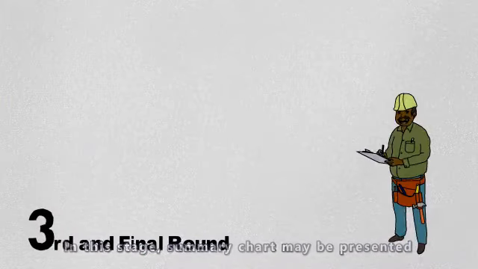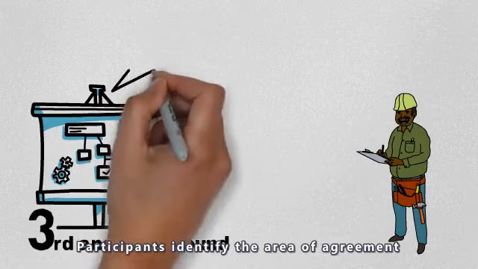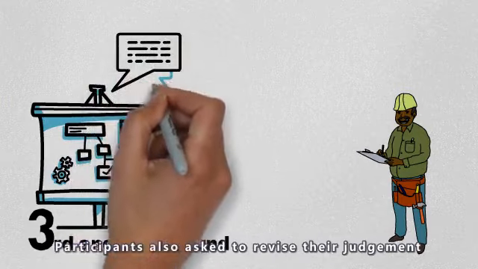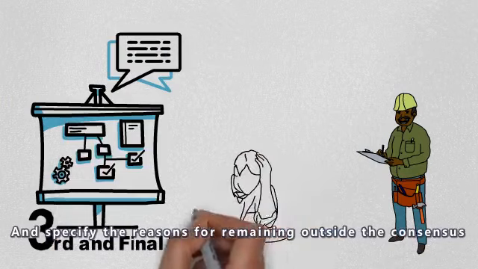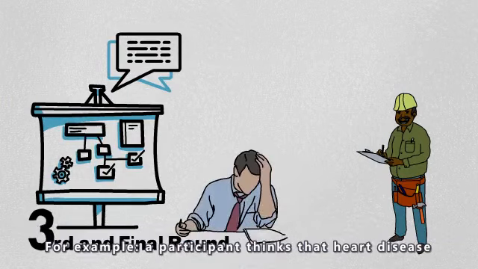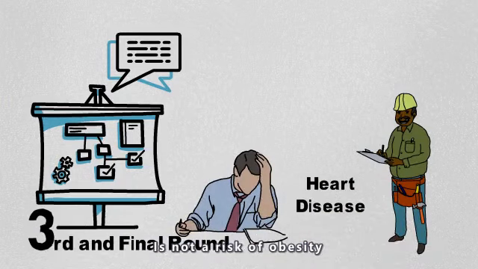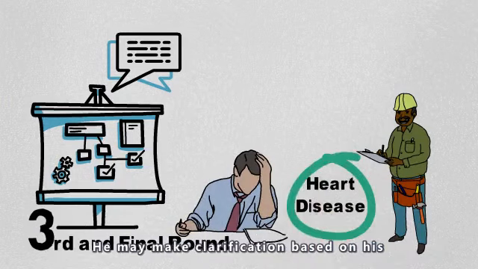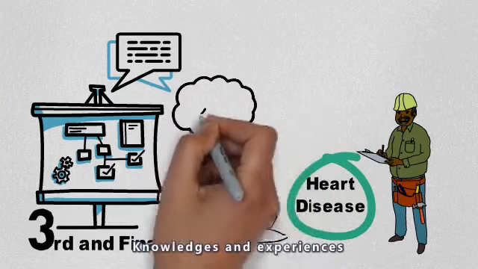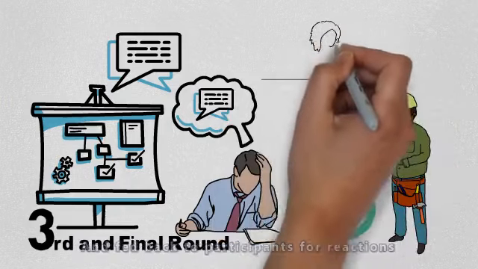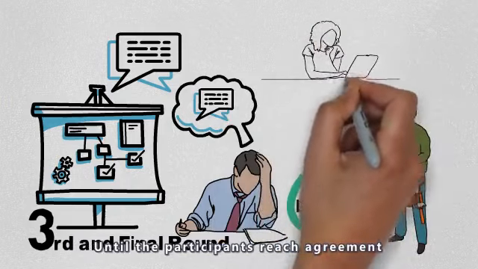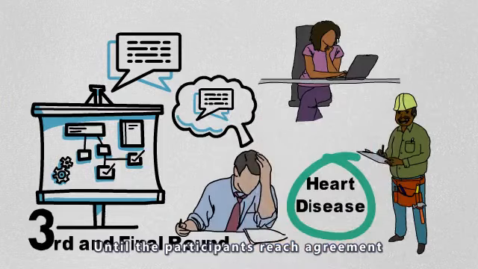In the third round, participants receive the rating summary. In this stage, a summary chart may be presented. Participants identify the areas of agreement and disagreement. Participants are also asked to revise their judgment and specify the reason for remaining outside the consensus. For example, a participant thinks heart disease is not a risk of obesity. He may make a clarification based on his knowledge and experience. The responses are analyzed and summarized and fed back to participants for reactions until the participants reach agreement.